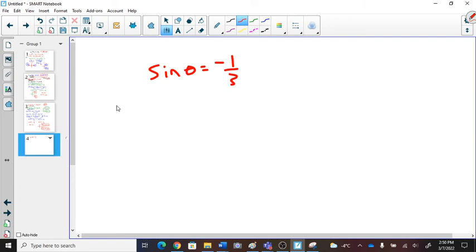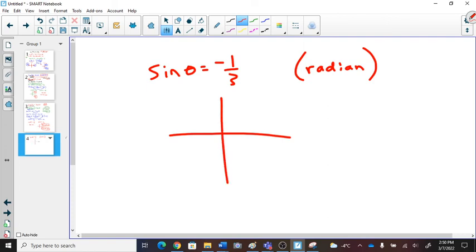Just a reminder, how do you answer this? Do you remember? Is that a unit circle number, 1/3? No. So I go into ASTC. Where are you with sine being negative? The bottom. So your angles have got to be there.